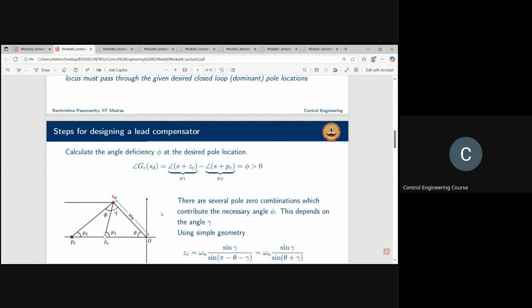But let's say the angle of G at SD is minus 170. Then you have a 10-degree angle deficit. So that phi is 10. The angle deficit should be provided by the angle of GC at SD. So if G is minus 170, GC should have minus 10.